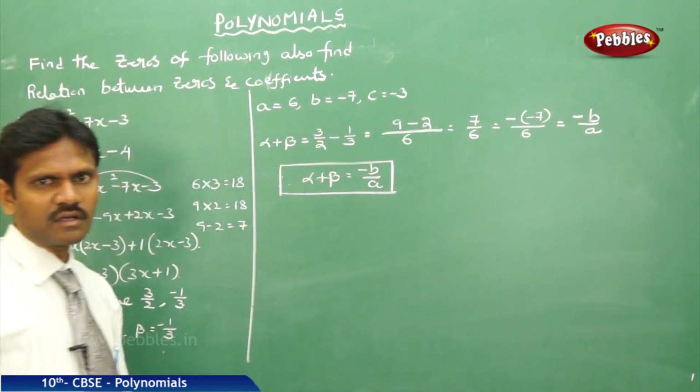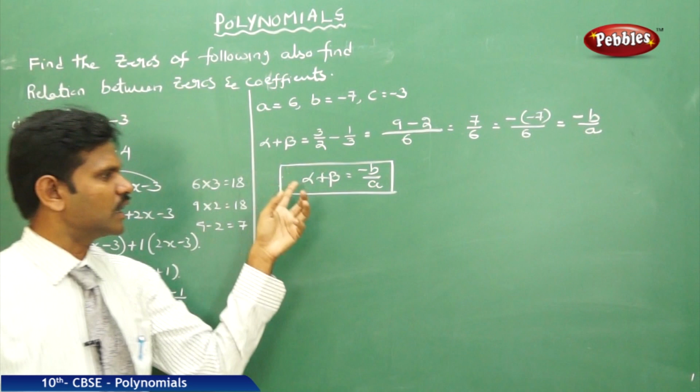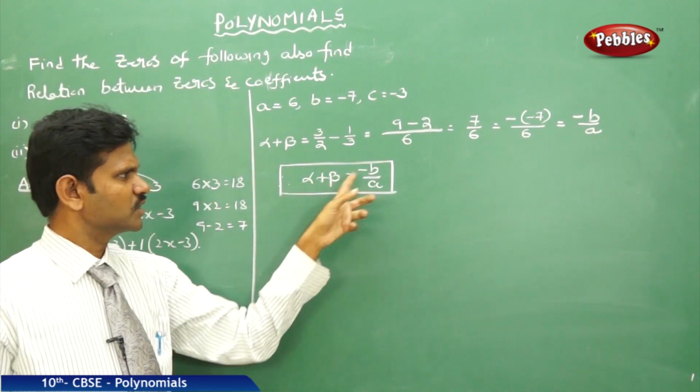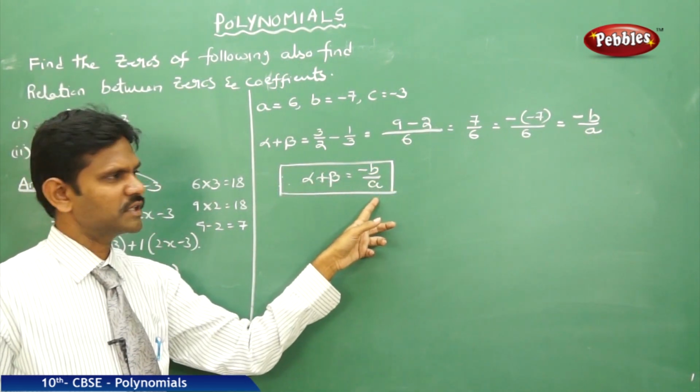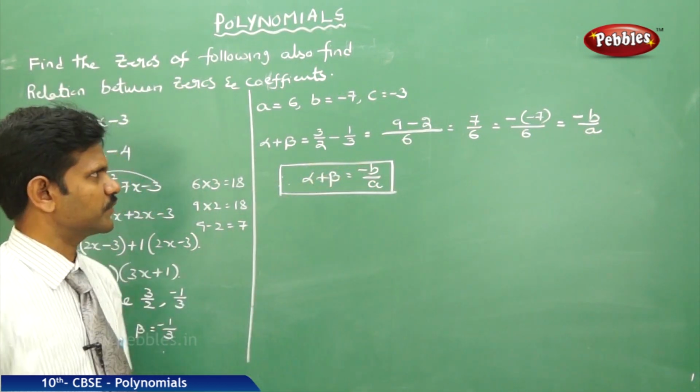This is the answer he asked, that is, find the relation between zeros and the coefficients. Alpha and beta are the zeros, b and a are the coefficients. That is, this is a relation between zeros and the coefficients.